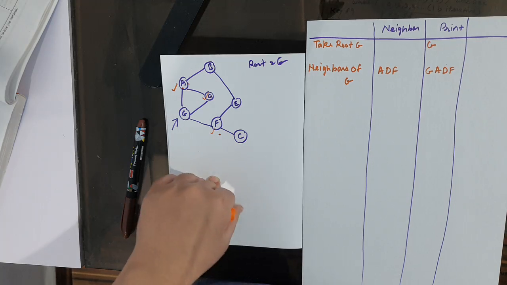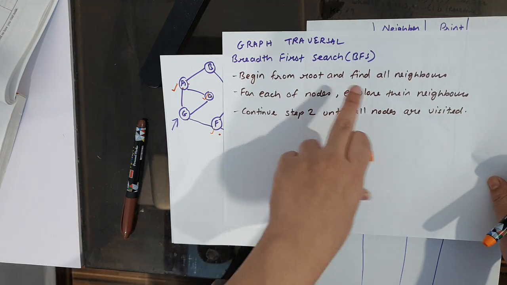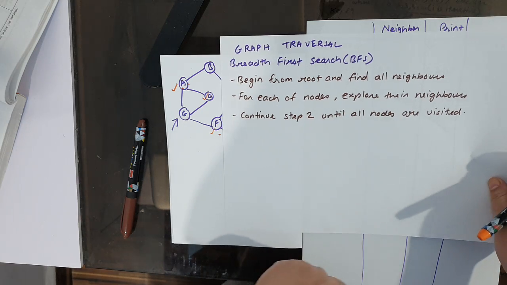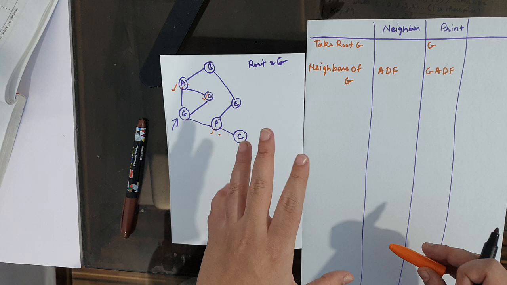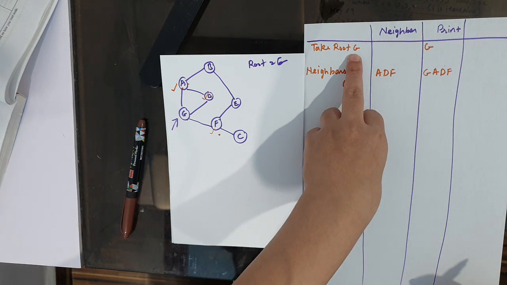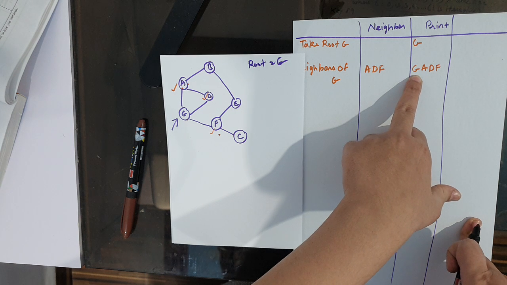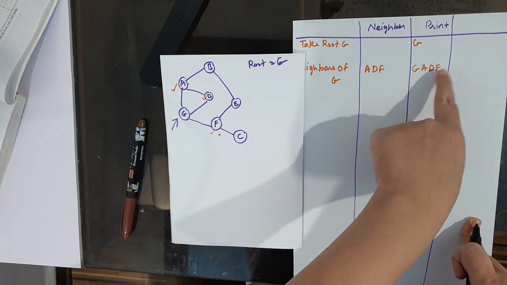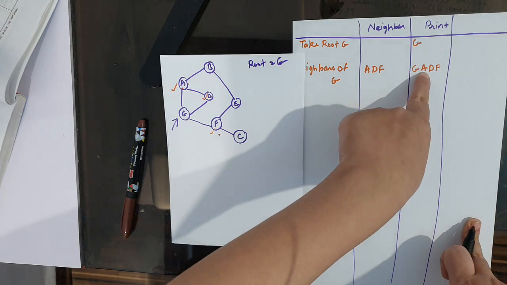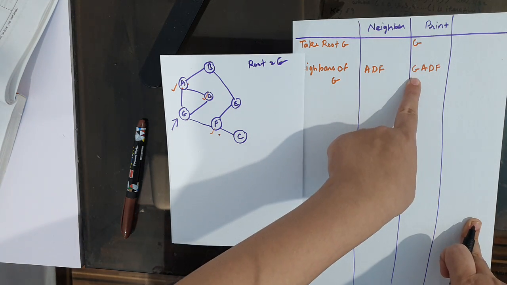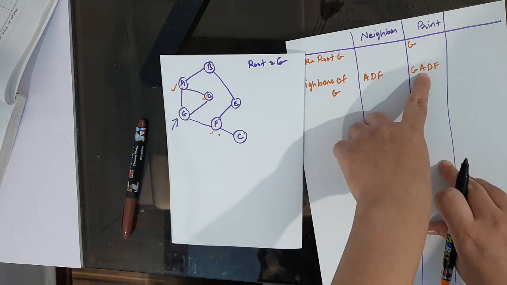Now in the next step, what we need to do is, for each node explore their neighbors. We explored the neighbors of G, but after that, we still haven't explored the neighbors of A, D and F. So we'll begin from A because we have printed A first in the list after G, whose neighbors are all visited. So we'll be considering A first.